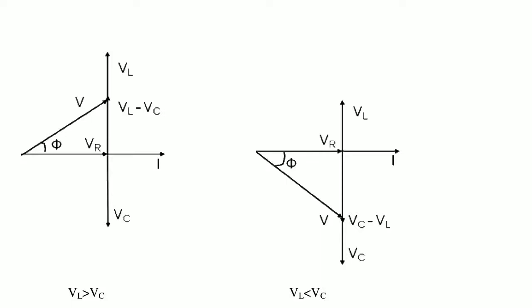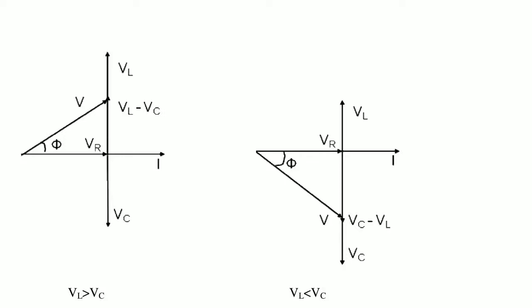So we can get the resultant value VL minus VC, and VL minus VC and this VR are both vector quantities. The vector addition of these gives VR and VL minus VC, which gives the resultant voltage of the circuit, V. So now the phase angle is pi, the phase angle between current and voltage.